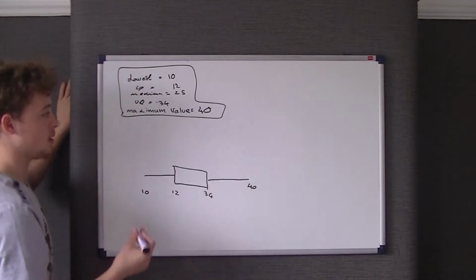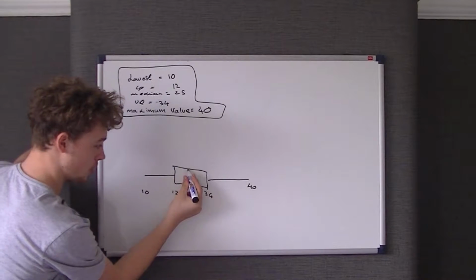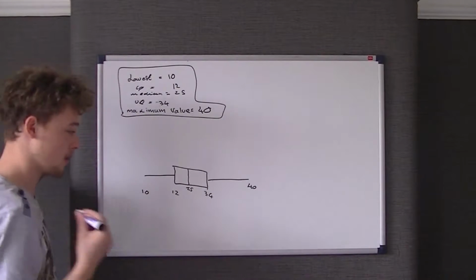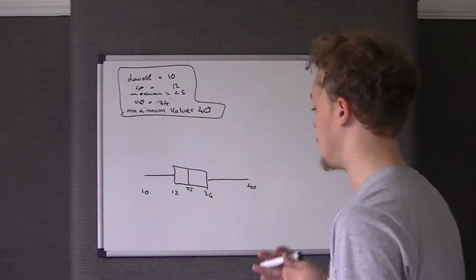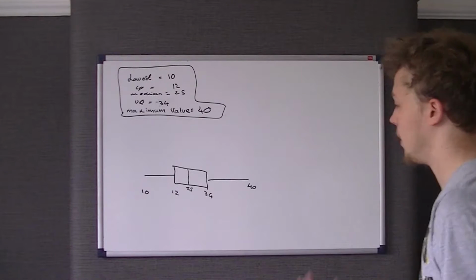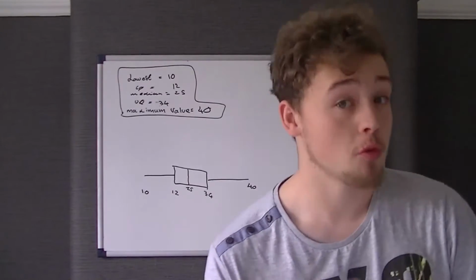But your median is obviously going to be inside this box. So wherever your median lies, you draw a straight line down in the box. So 25, that is your median. Okay, so that all looks fairly simple so far. Now, obviously, you'd be given graph paper, so it'd be a lot more accurate. Some of the time it will mention to do this, and some of the time it won't.